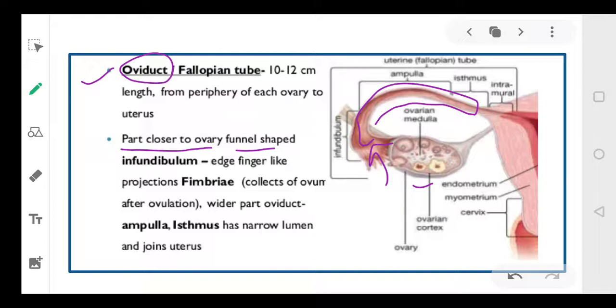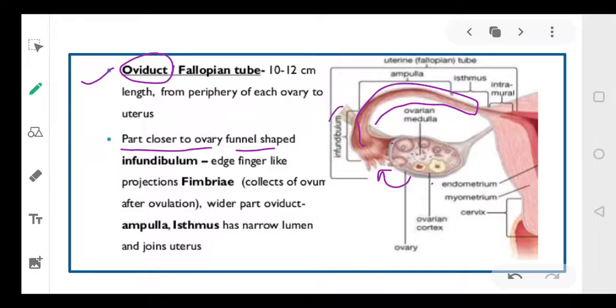देखिए जो part ovary के पास है वो funnel shaped है. This portion you can see is funnel shaped, and once the egg is released, it is immediately captured by the funnel shaped portion, which is called the fimbriae. ठीक है?